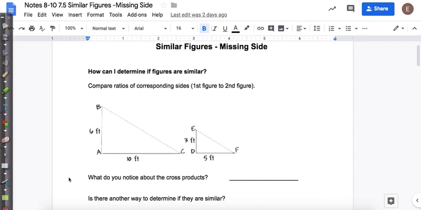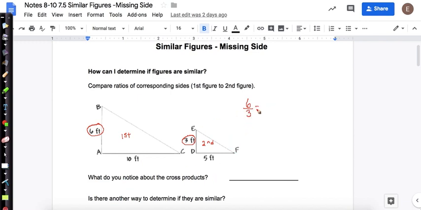I can compare ratios of corresponding sides. In other words, comparing the first figure to the second figure. So let's call this first and second. Okay, so remember, a corresponding side is the same side on the other shape. So I'm going to circle the 6, and I'm going to circle its corresponding side over here, and I'm going to write a ratio, 6/3.